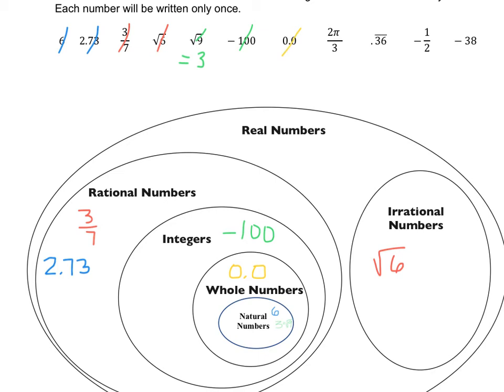What about 2 pi over 3? Well, because of that pi, which is irrational, that means that 2 pi over 3 is also irrational. So 2 pi over 3 goes in our irrational set.